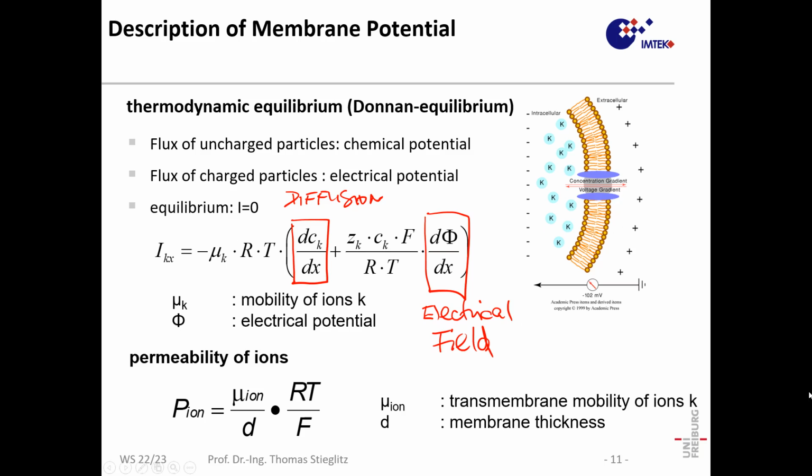And then we can define the permeability of ions, so the opportunity of a particular ion to go through that membrane, as the mobility of an ion divided by the membrane thickness, and then multiplied with those constants that they have, the gas constant, the temperature, and the Faraday constant. And since we are in mammals, I take the temperature as constant. If we would be in snakes or squids or snails or whatever, we have to consider that, and this is a significant change then.